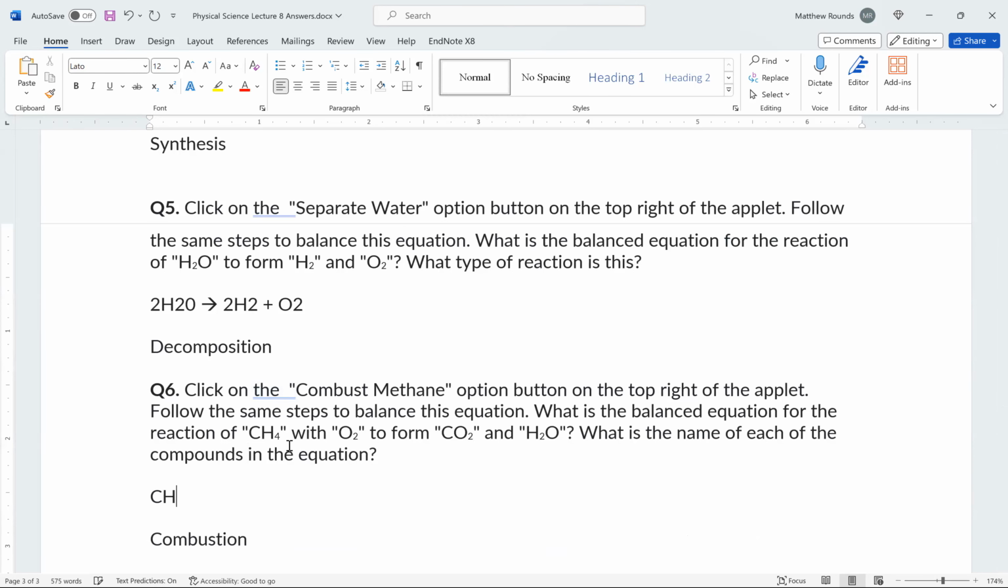So CH4 breaks apart to form CO2 plus H2O. So a combustion reaction always produces water. I don't know why, but that's what it does.